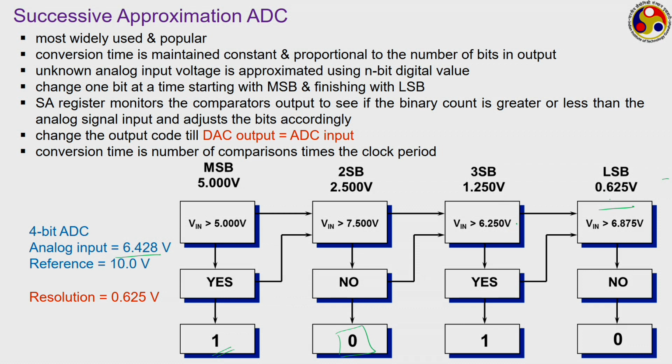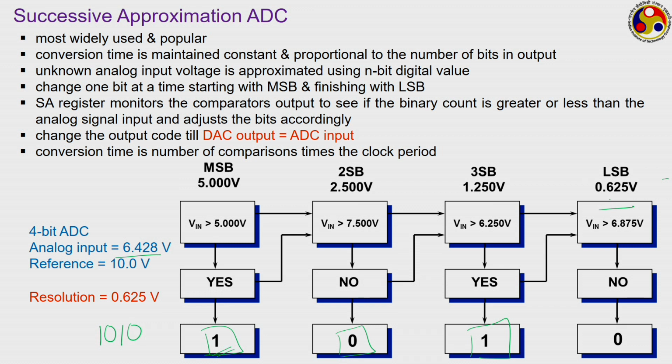The comparator checks, and the analog input is greater than that, so this 1 is retained here. So 3 bits are final, 1 0 1. Finally, the least significant bit is set to 1 and the comparator checks whether the input voltage is greater than 6.875. No, it is less than that. So you set it to 0 and the final output becomes 1 0 1 0. This is the digital output that you are going to get from this.